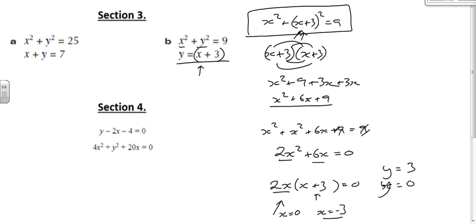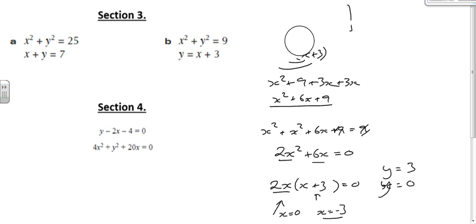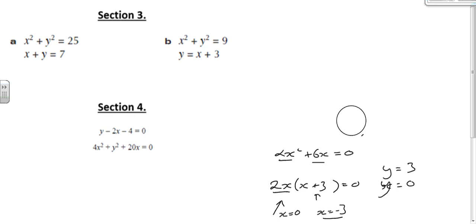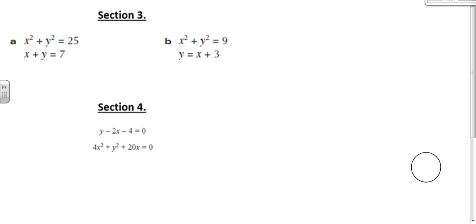Now, section 4 is the hardest question I'm getting you to do for your homework. And even though it's the hardest question, I am well aware that all these questions that we're doing are pretty hard anyway.